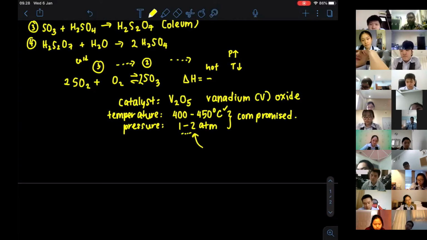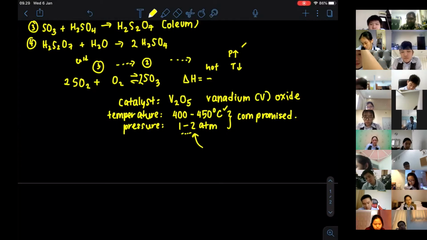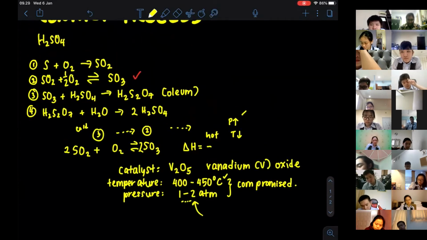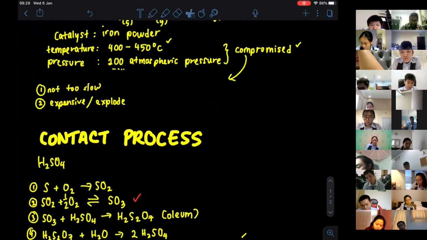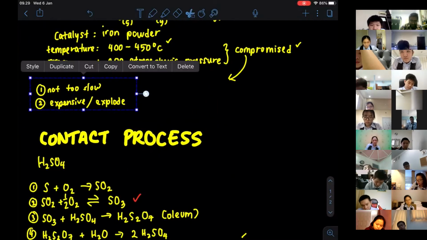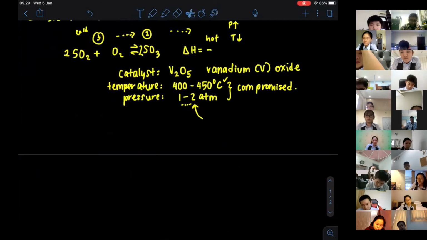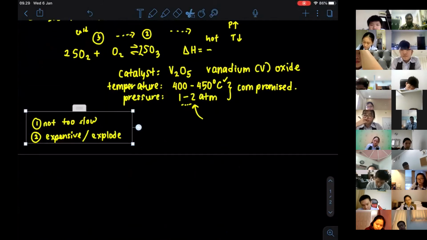The reason is the same. If I use too low a temperature, the reaction is going to be too slow. Why don't I use high pressure? Why do I end up using only 2 atmospheric pressure? It's again related to cost and safety. The same reasons we discussed over here are used here as well.